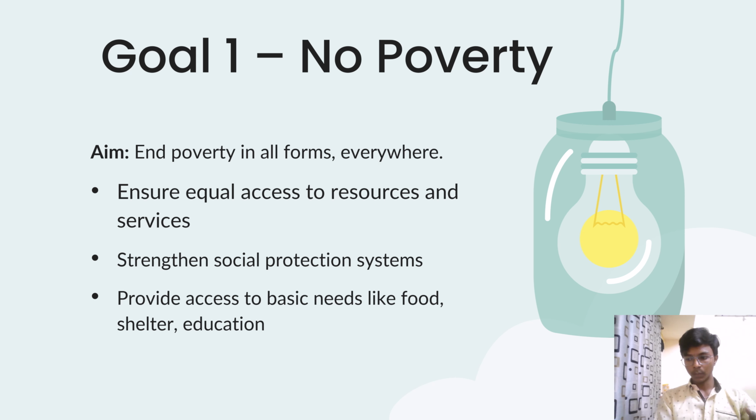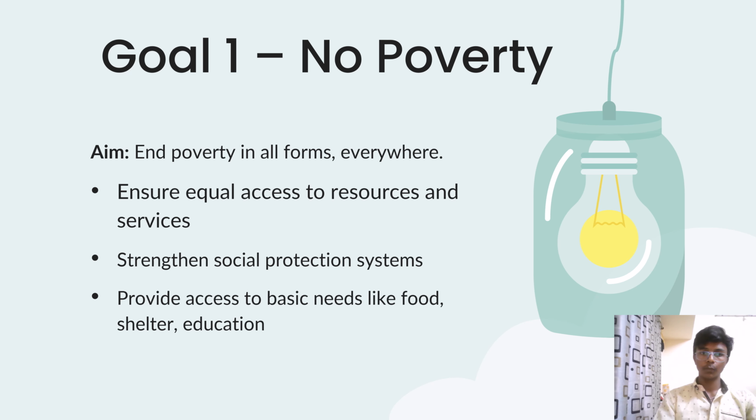When it comes to poverty, there is so much discrimination. So we have to ensure equal access to resources and services, and strengthen social protection systems, providing access to basic needs like food, shelter, and education. These are the three most important things we should get in life, and only then can you achieve something. Without food you can't survive, without shelter you can't stay here because of the climate, and without education you can't even talk to people.